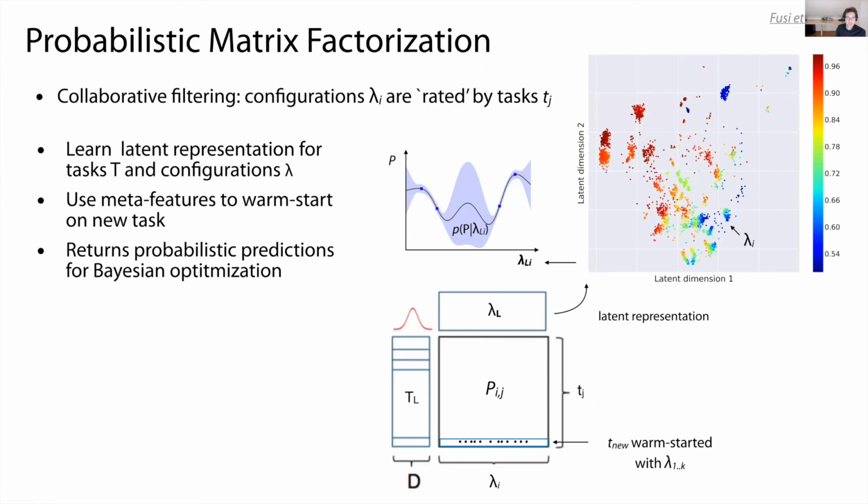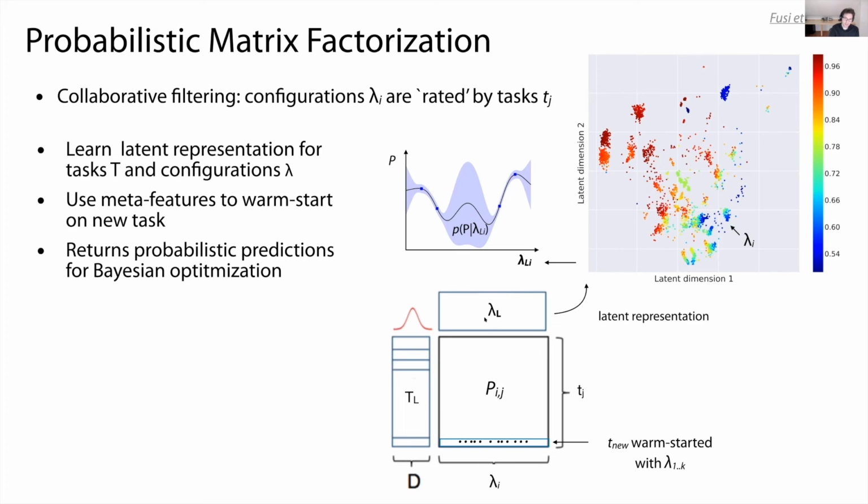Another thing you can do is probabilistic matrix factorization. So here you learn embeddings for both tasks and configurations. Imagine that you have scores. You've evaluated different configurations, different pipelines, different architectures on different tasks, and you put them into this big matrix here. And you see the scores of a configuration as kind of a rating, right? If you remember how collaborative filtering works. This ends up being a sparse matrix where for every task and every configuration, you get a score.